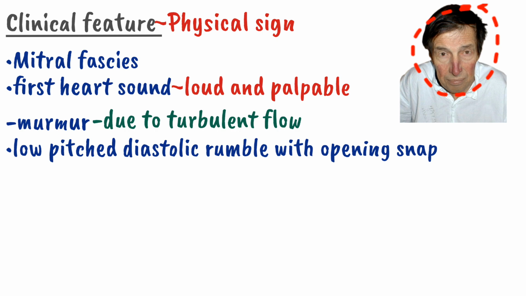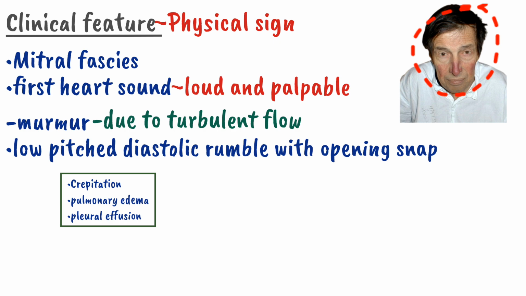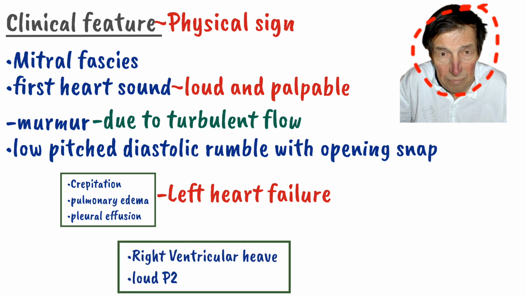Other than murmur, the patient with mitral stenosis can also present with crepitation, pulmonary edema, and pleural effusion due to left heart failure. And apart from that, the patient can also present with right ventricular heave and loud P2 due to pulmonary hypertension. So it was all about the signs and symptoms of mitral stenosis.